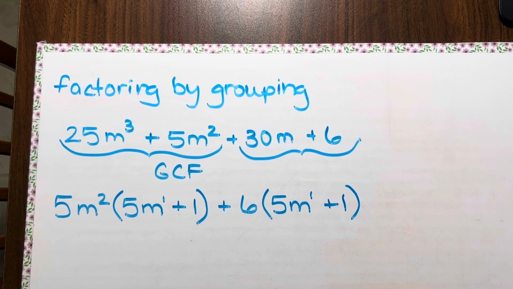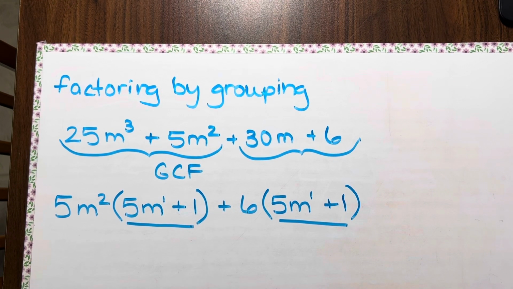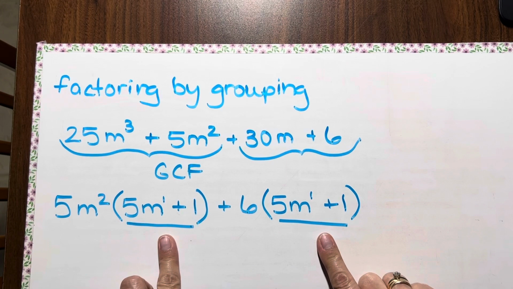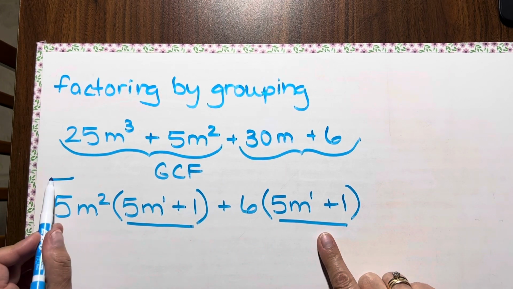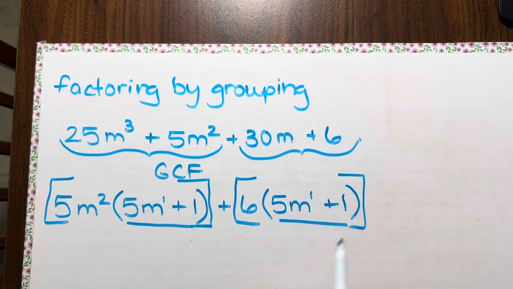So what you should have at this point, if you did the grouping correctly, is the values in the parentheses should be the same thing. I got 5m plus 1 for each of them. So now, my last step, you've done all of the hard part. I'm going to factor out this entire parenthesis from each of these. I've got like these 2 giant terms. I'm going to put them in brackets.